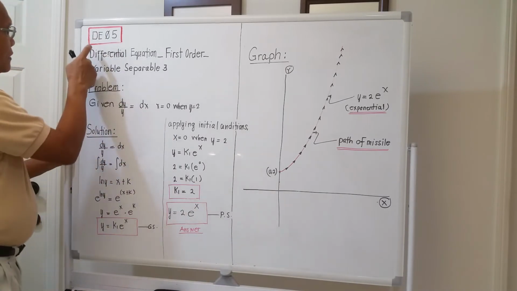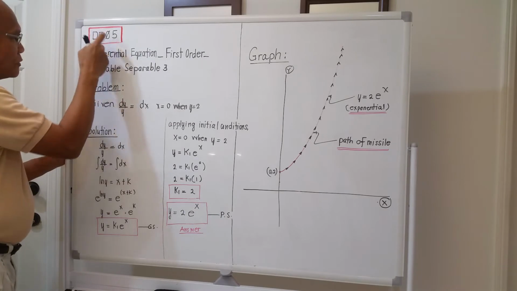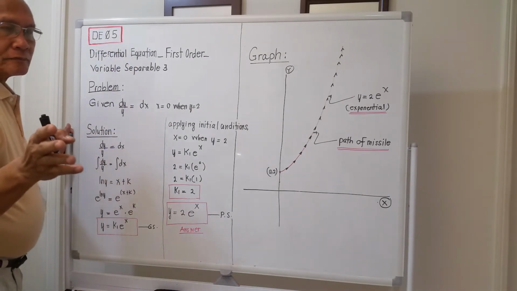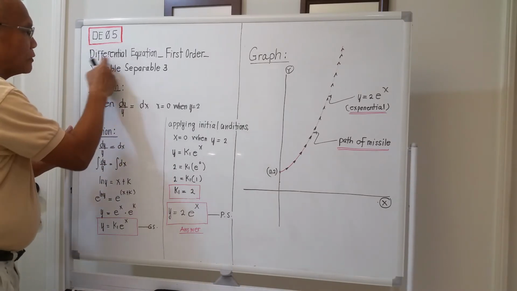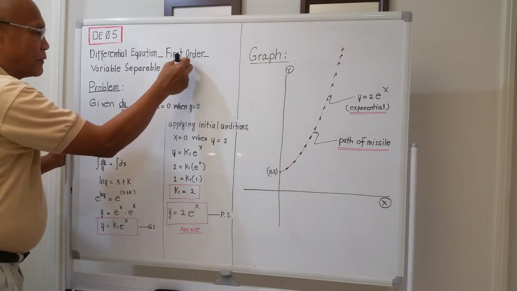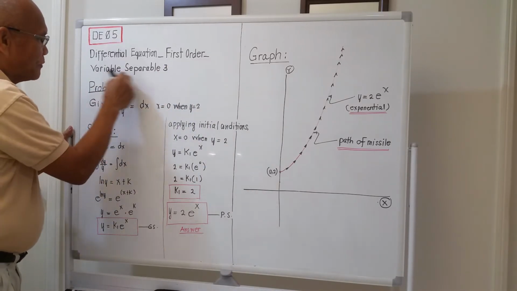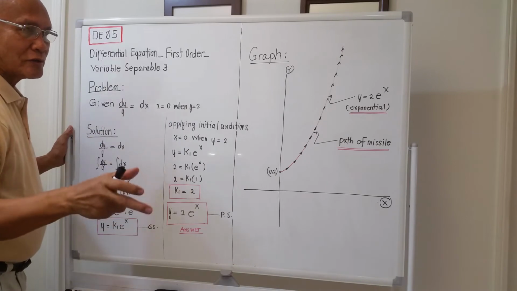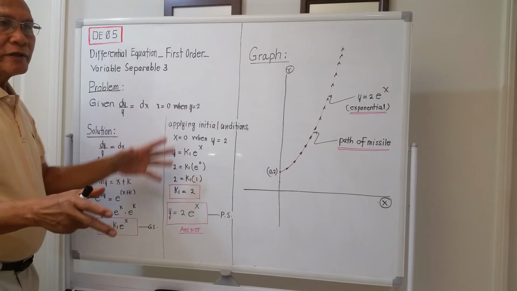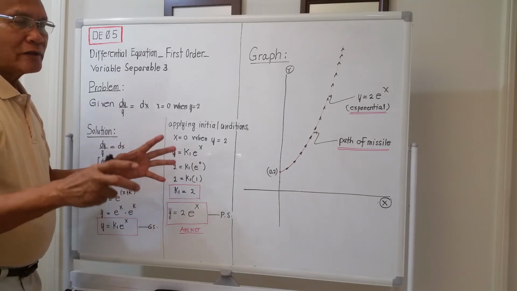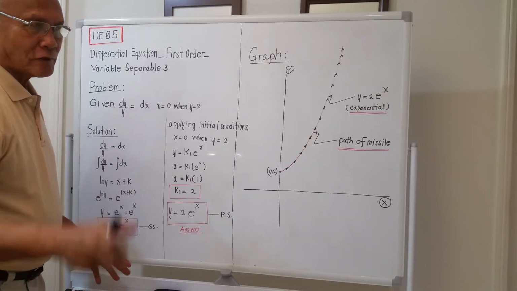Under my channel, under the lesson DE05, differential equation number 5, on the new subject matter differential equation, subtopic first order, the main topic is variable separable. The kind of differential equation is actually variable separable. This is with number 3, meaning this will now be my third example on the so-called variable separable differential equation.